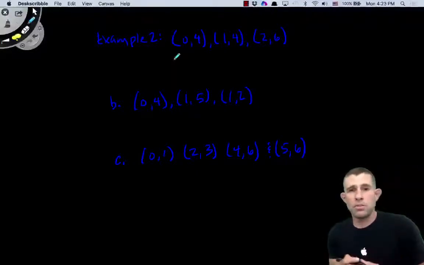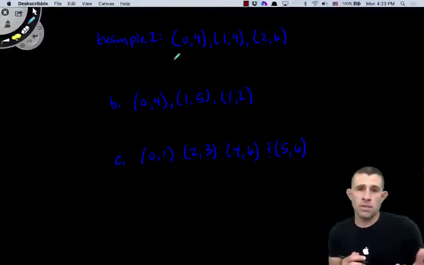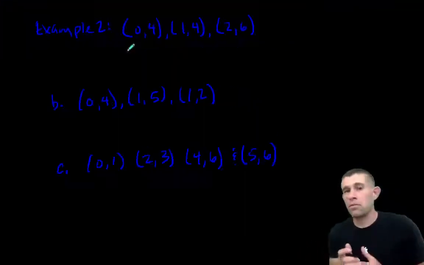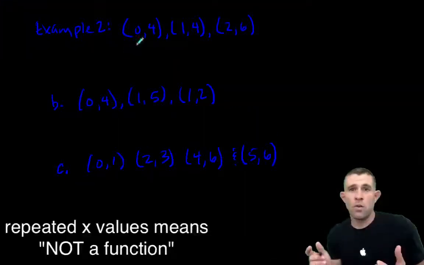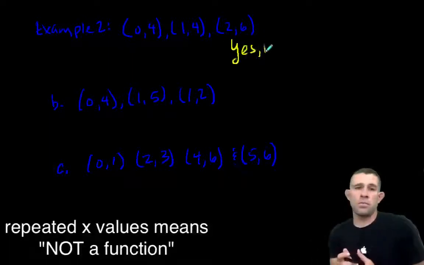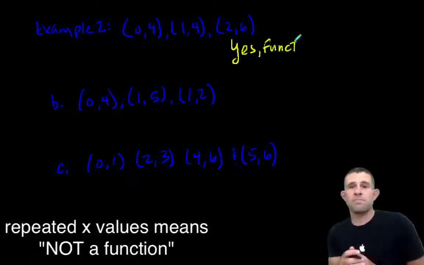Now, in example 2, we are asked to determine if these relations are functions. Remember our pro tip. What we're looking for is repeated first values, or repeated x values. Since there are no repeated x values in example 2, part A, we say yes, it's a function.